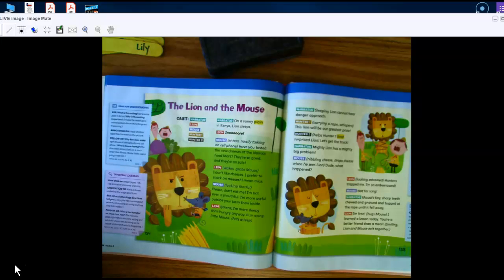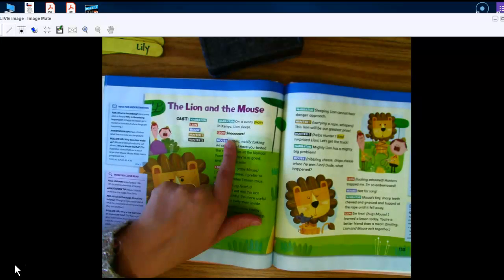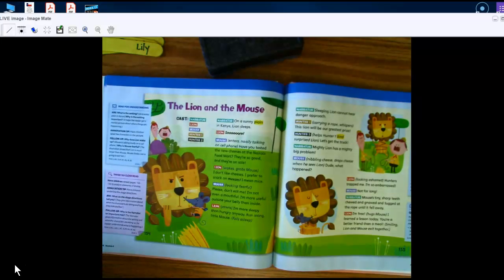Okay, so why does Lion wake up? At the beginning of the story, he's snoring. Why does he wake up? Why does he wake up, Chase? What is the mouse doing?